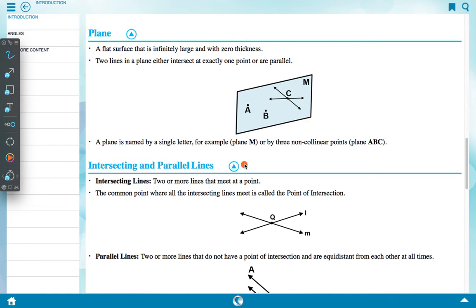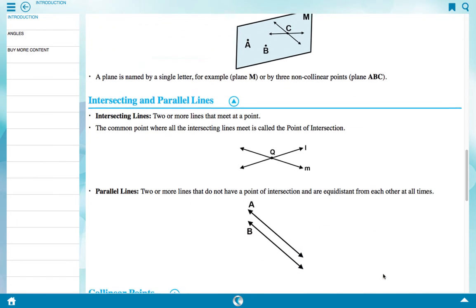Intersecting and parallel line. Intersecting lines are two or more lines that meet at a point. The common point where all the intersecting lines meet is called the point of intersection. Here line 1 and line 2 both intersect at Q. In this way, parallel line.